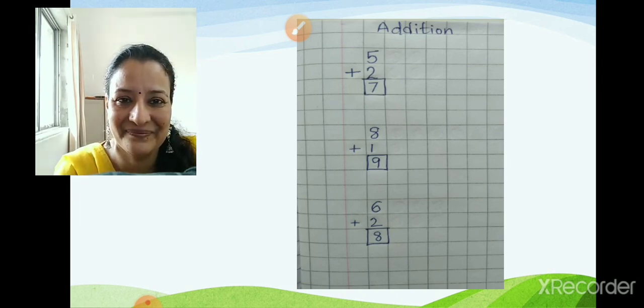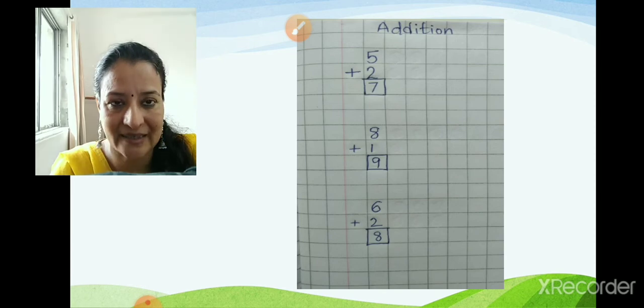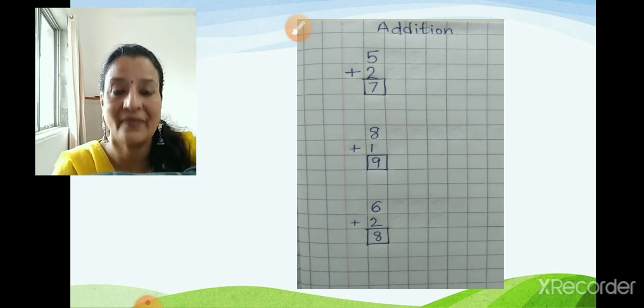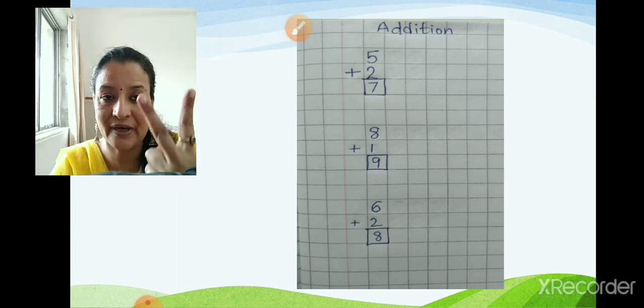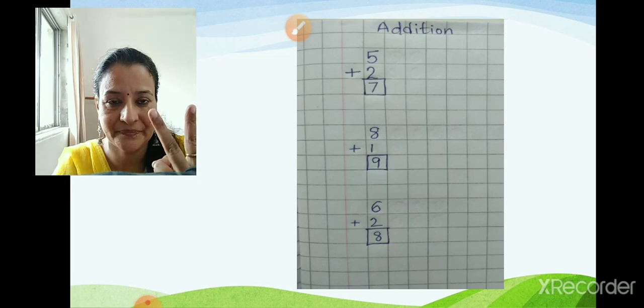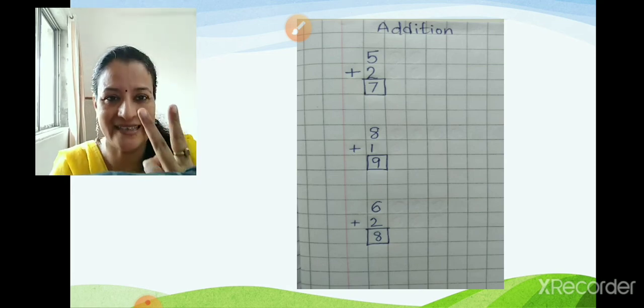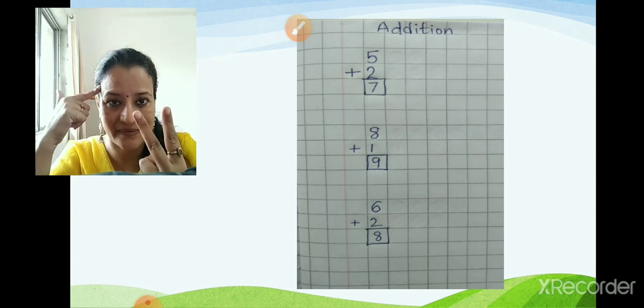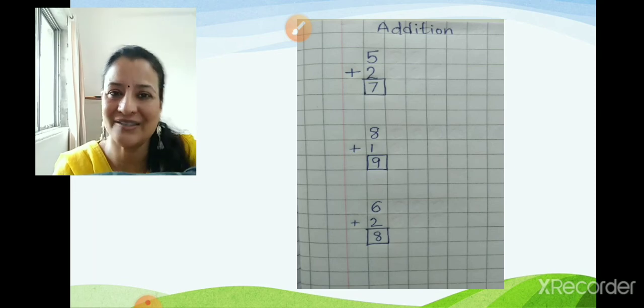Excellent, children. Now, which number in your head? The first number, 6. 6 in my head. 2 fingers up. Start counting after 6. Yes, very good. 6, 7, 8. The answer is 8.